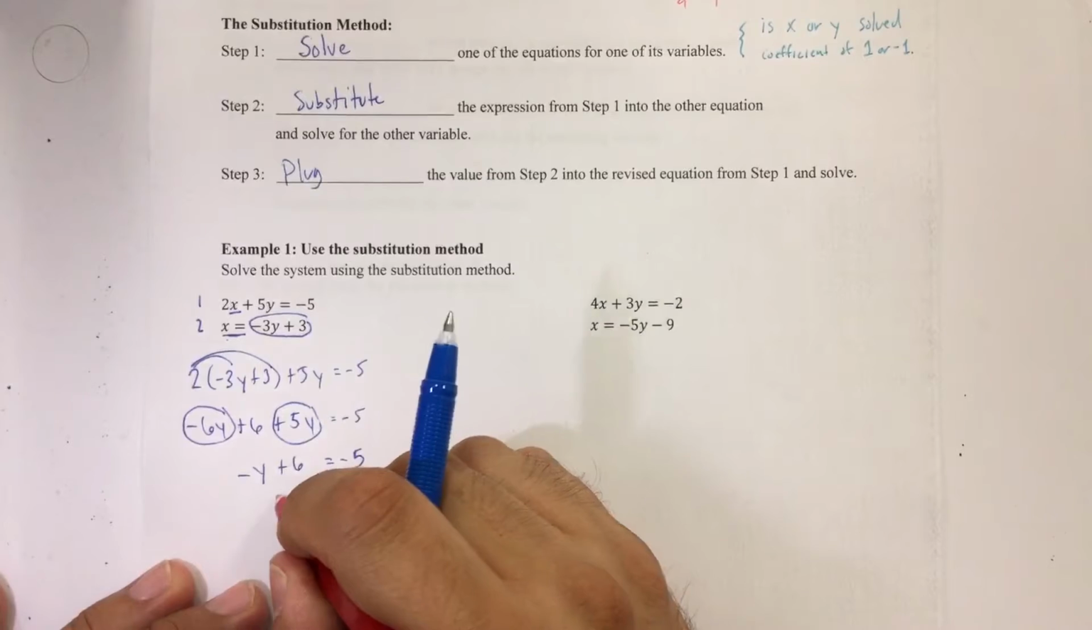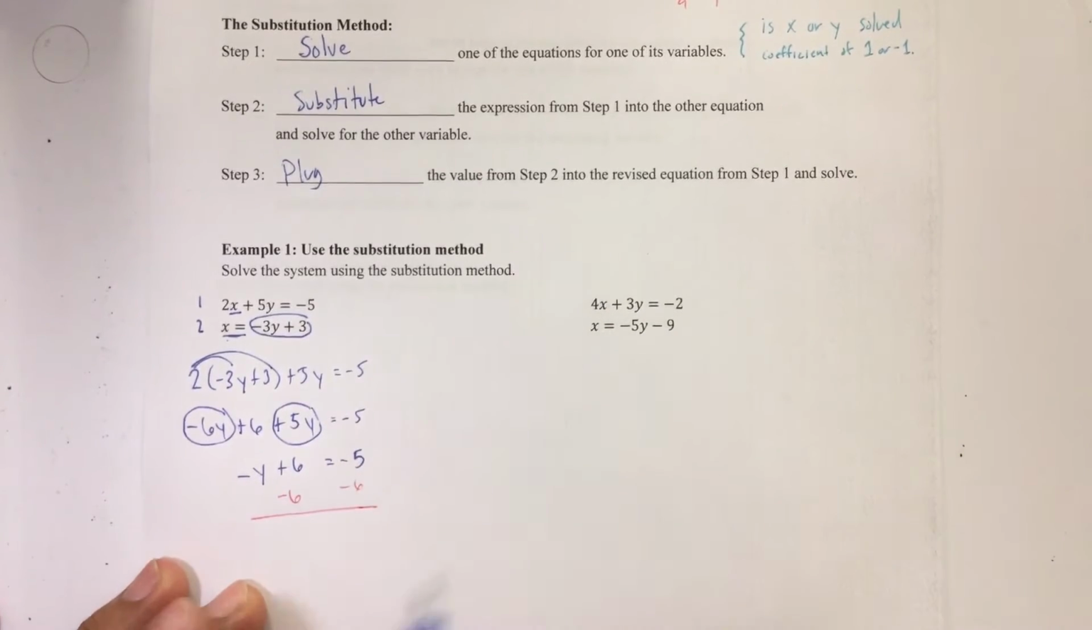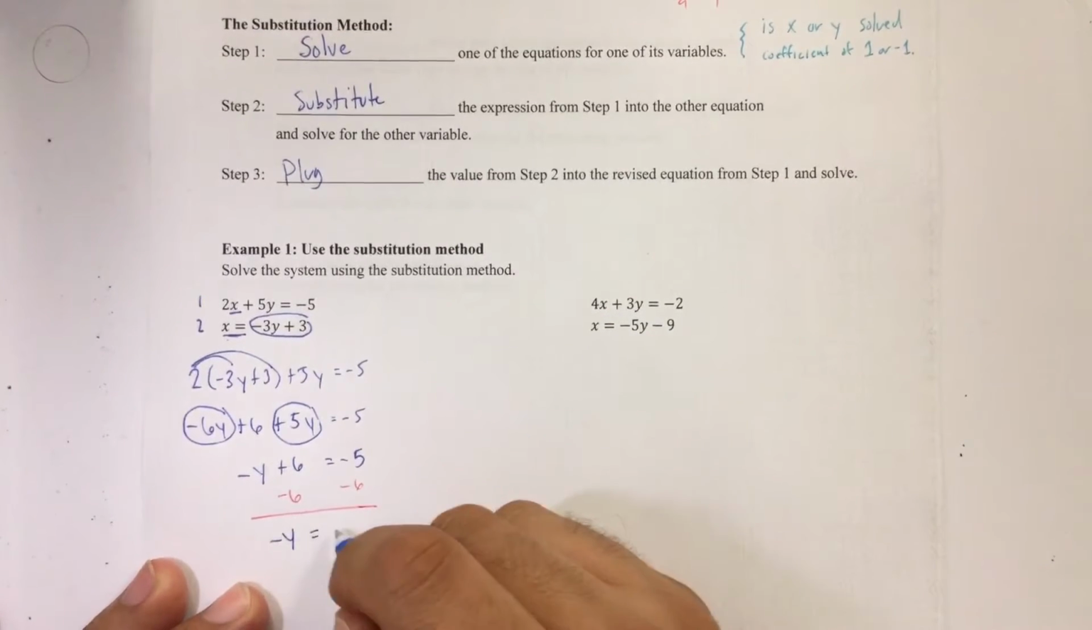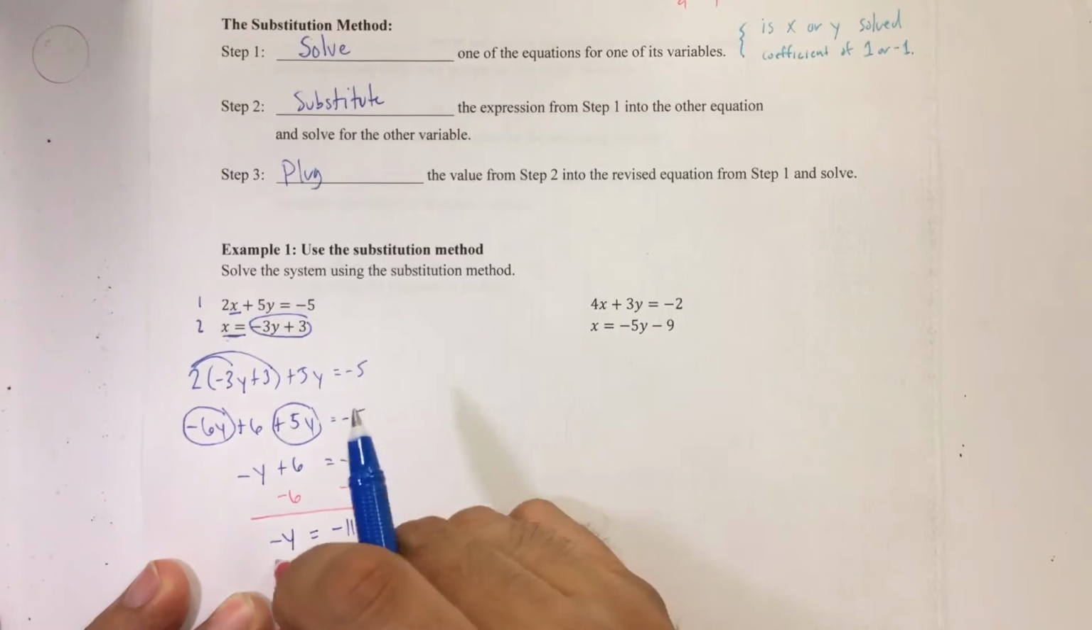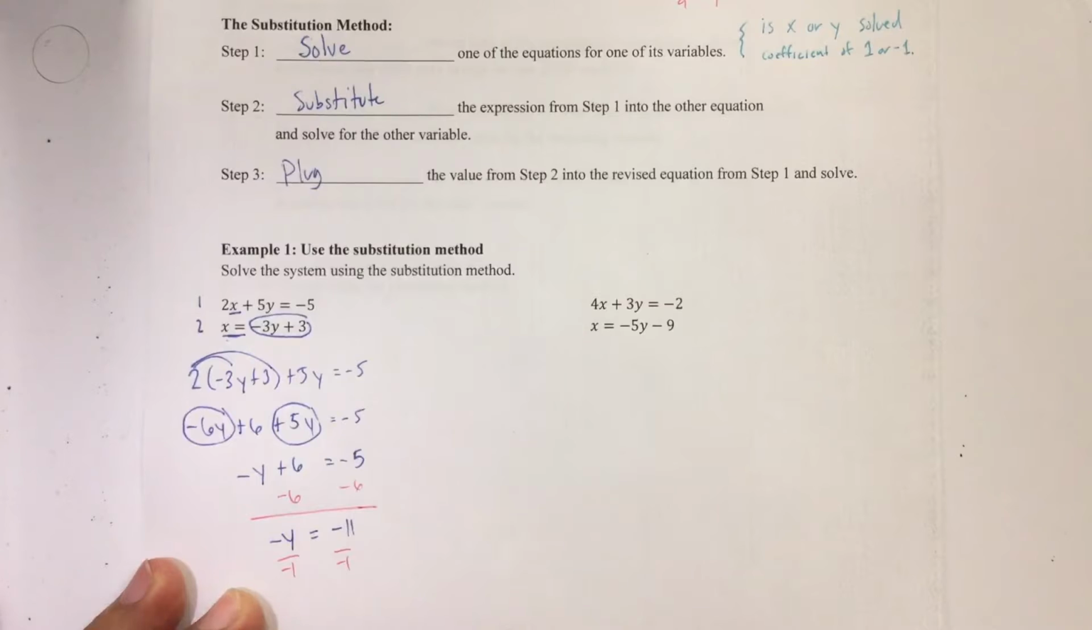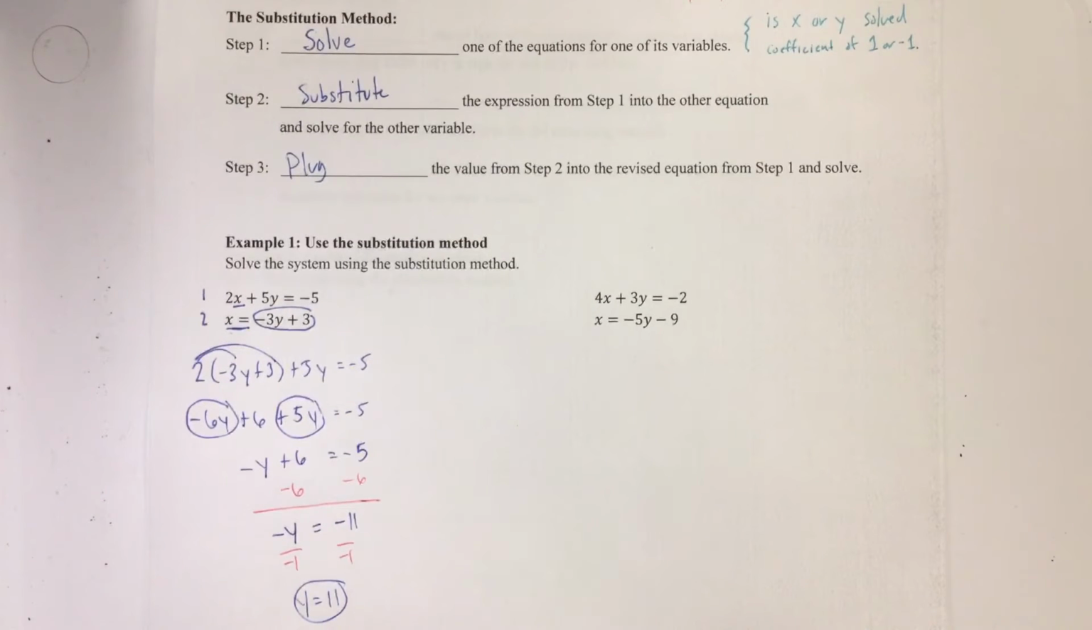Then to isolate y, we're going to first subtract 6 from both sides. Negative y equals negative 11. Then we're going to divide by negative 1, and we get y is equal to 11. Now that right there is only part of this solution, because we know that the intersection point has to have two parts of the coordinate x comma y.